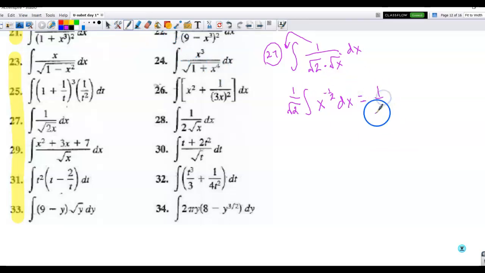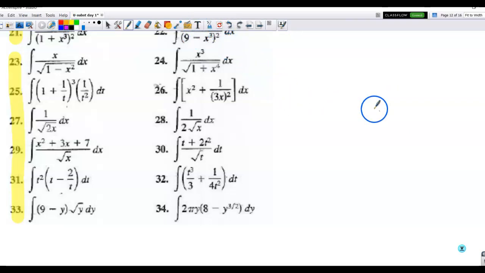So I'm going to keep my coefficient of 1 over square root of 2. The variable's plain x, so I'm going to increase the power by 1, so that goes to the 1/2. Divide by 1/2 is times 2, and then plus c. So I could write this as 2x to the 1/2 over square root of 2 plus c. No U substitution in 27.